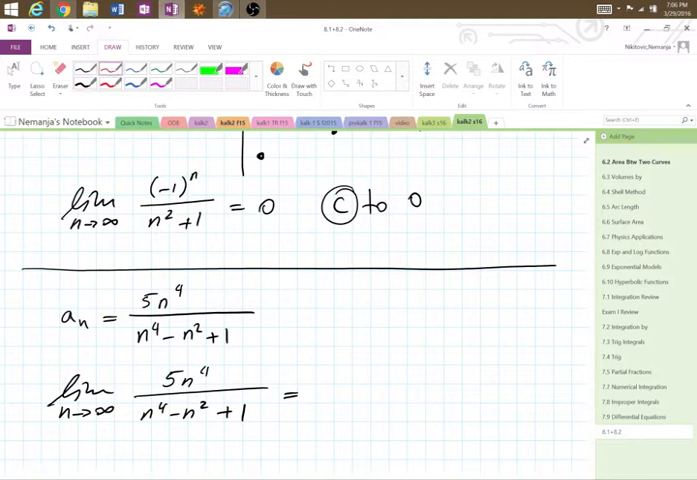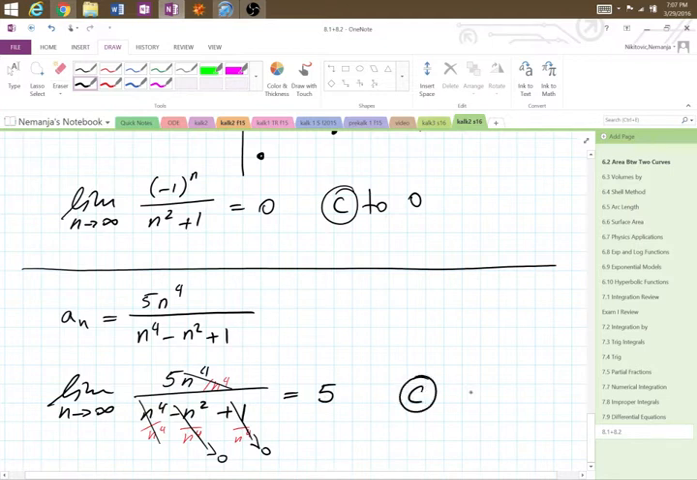Divide everything by the highest power, which is n to the 4. Just 5. All of these guys go to 0 because it's n squared divided, right? So you get 1 over n squared, which is 1 over infinity, which is 0. So it's 5. You divide each one by the highest. That was the method to solve these from calculus 1.